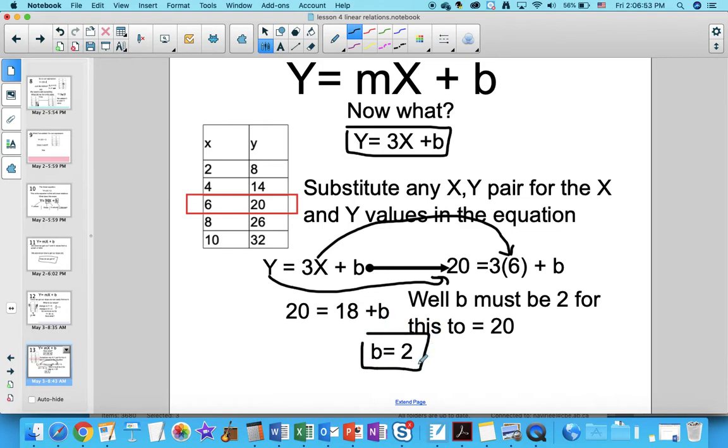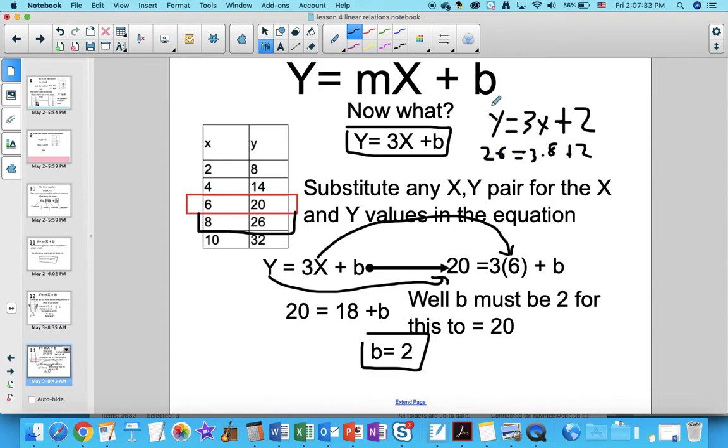And now I can check my answer, right? So if b is 2, our equation or expression should be y equals 3x, we found the slope, plus 2. Okay, well let's check. Let's pick another row. Let's pick the next row, 8 and 26. Okay, so I replace my y with 26. 26, right, equals 3 times, okay, now my x value is 8, right, plus 2. Again, we do BEDMAS. 3 times 8 is 24, plus 2, 26. They equal. So it works.